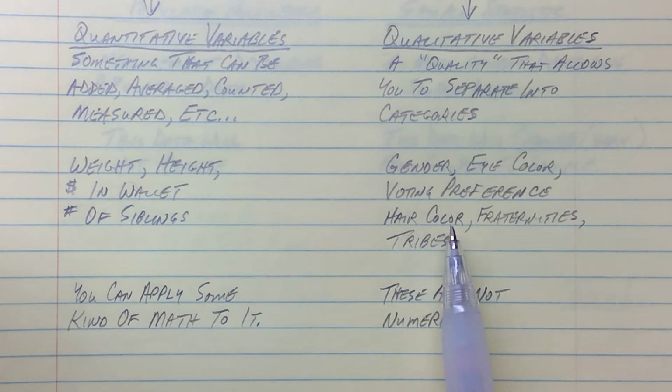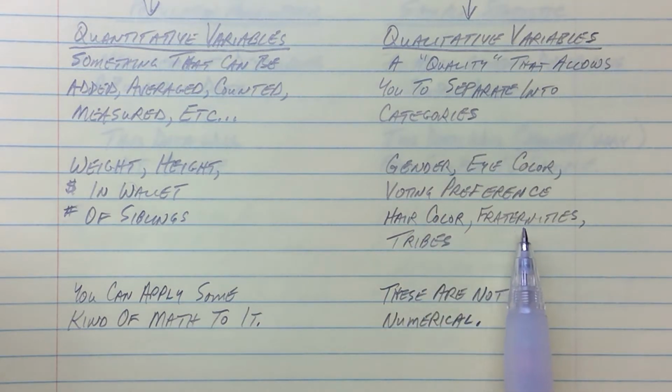Hair color, put the brown-haired people in one corner, the black-haired people in another, the redheads in another corner. But anyway, separate you by hair color into groups, all right? I might have 3 or 4 or 5 groups, but that's all I can do. I can't do any math with it. Same thing with the fraternities, all right? Separate you by fraternity, and I'll have 8 or 10 different groups, but I can't do any math. And same thing with tribes.